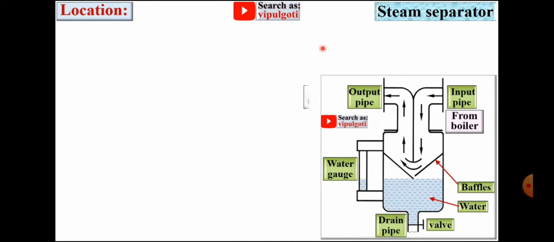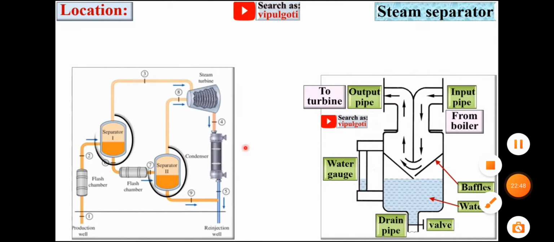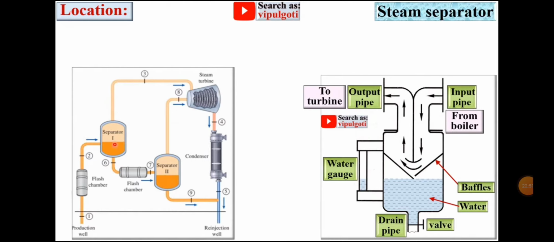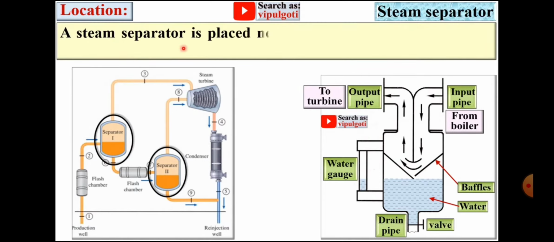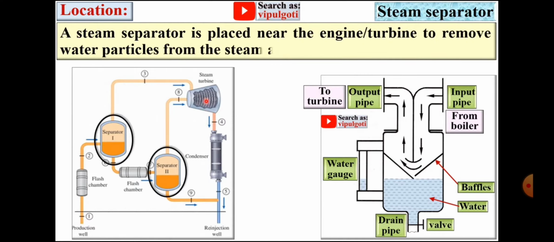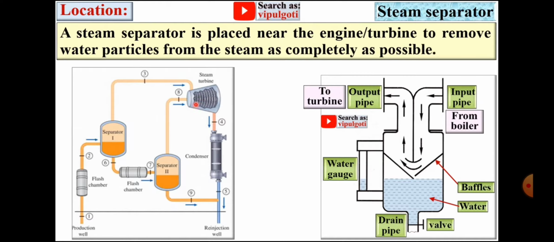Now the location of the steam separator. Here you can see both are steam separators. A steam separator is placed near the engine. Here you can see this one is the steam turbine, meaning the engine. Steam separators are placed to remove water particles from the steam as completely as possible before supplying it to the steam turbine.